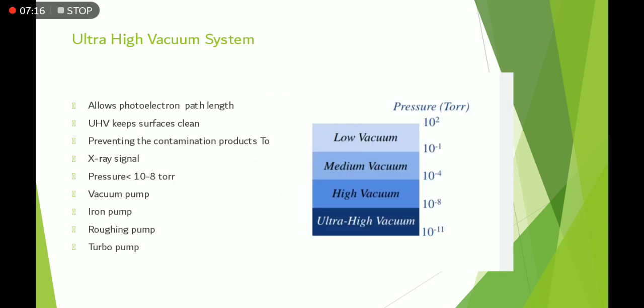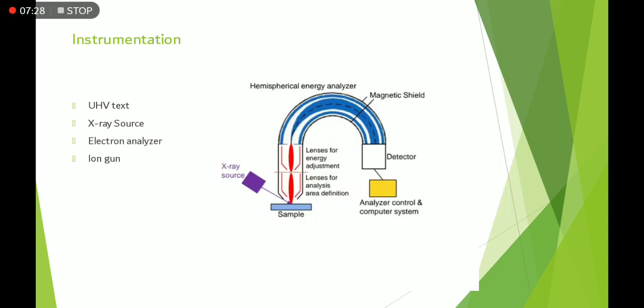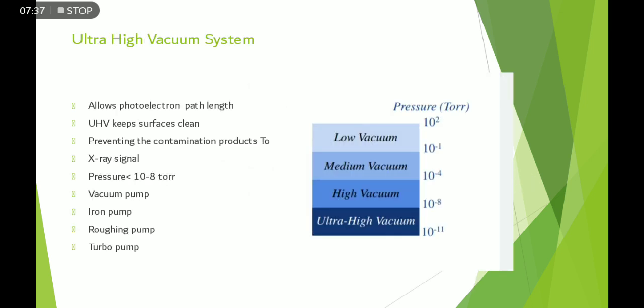Ultra high vacuum system. It allows the photoelectron path length. It is basically present between the sample, detector, and X-ray source. We can see a bluish color between the detector and X-ray source; this is the ultra high vacuum system. It keeps the surface clean, preventing contamination products from affecting the X-ray signal. Its pressure is 10 to the power -8 torr. It includes a vacuum pump, ion pump, roughing pump, and turbo pump.